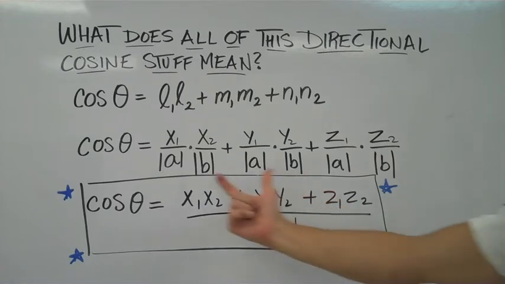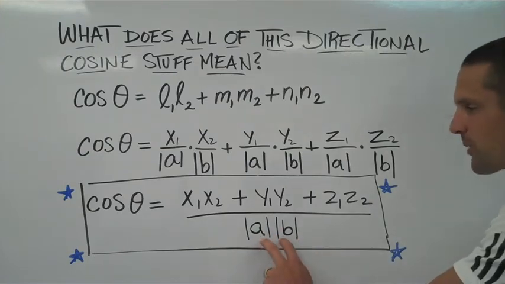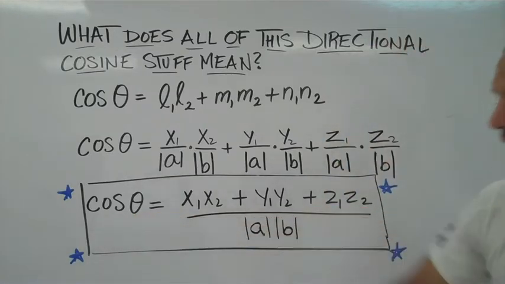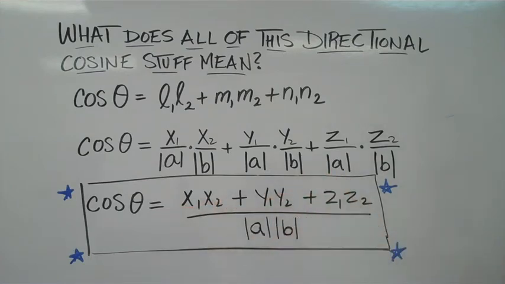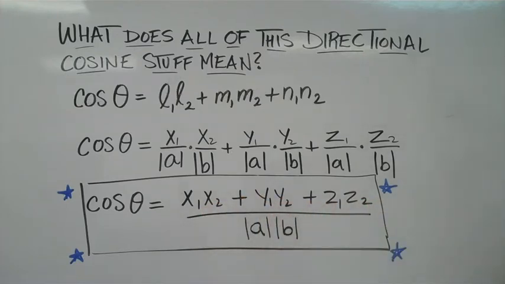When you put it all together, we have this over the common denominator, the magnitude of a times the magnitude of b. Don't forget, to find these, we're just using the Pythagorean Theorem. Finally, we get the cosine of the angle between two vectors, a and b, in 3 dimensions, are x1 times x2 plus y1 times y2 plus z1 times z2. x1, y1, z1 comes from vector a, for example, and x2, y2, z2 come from vector b.